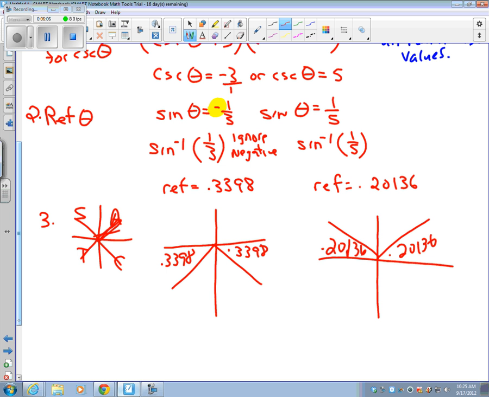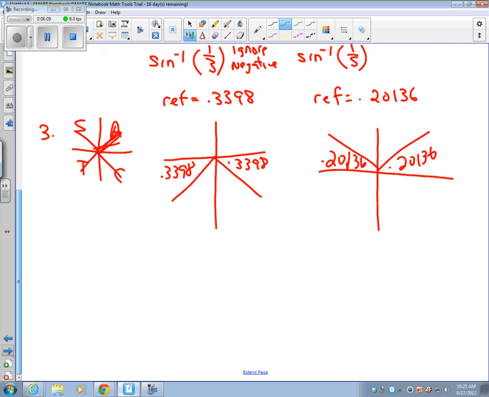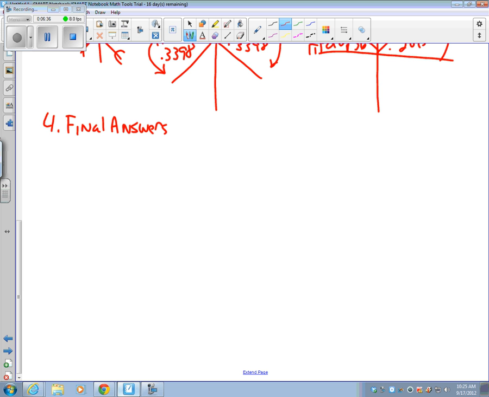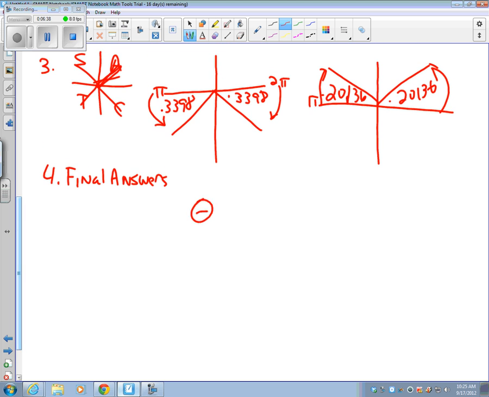And then what's step 4? Final answer. So knowing that we're going to have to add pi plus 0.3398, we're going to have to do 2 pi subtract that, and pi subtract this here, right? And here that number is correct. The way that you state your final answers is you should write down each of them. So we have theta equals, well, that's the easiest one, 0.20136.